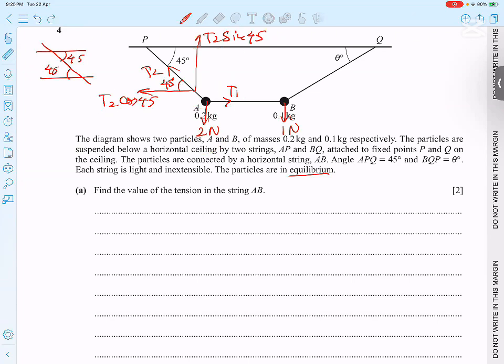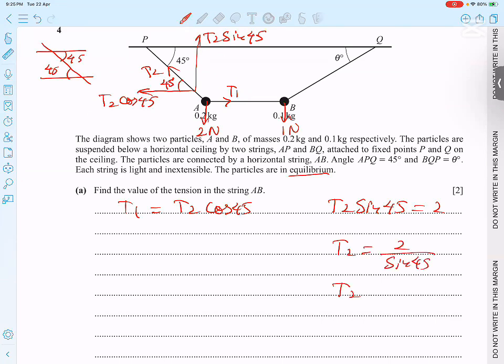So I can make two equations. T1 is equal to T2 cos 45, and T2 sine 45 equals 2, because this equals this and this equals this. So first of all, my main task is to find the tension in string AB, which is T1. First I will find T2, which is obviously 2 over sine 45.